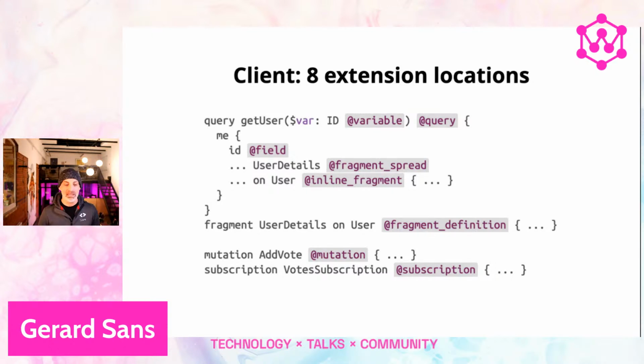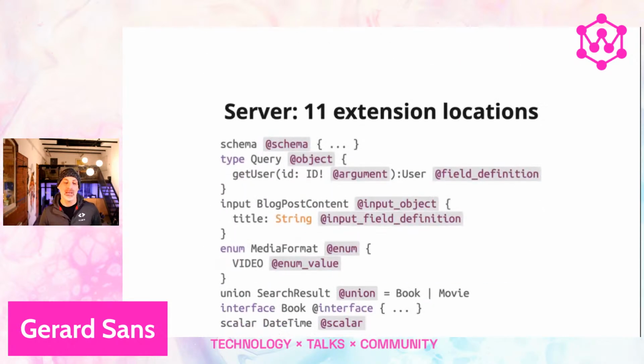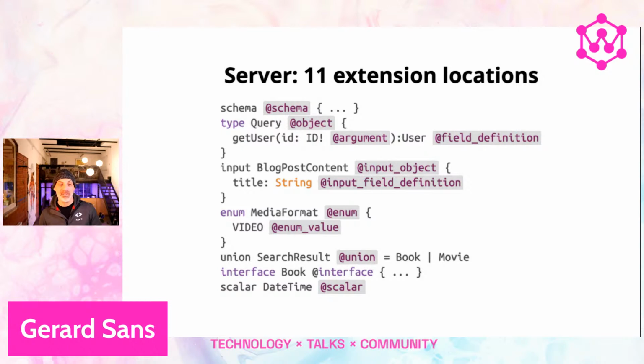Then we have fragments, inline fragments. If you are not familiar with fragments, you can define fragments that will take a few fields that you are going to use in different places in your queries. So you can refactor those into a fragment definition, and you just need to specify the type. There are also directives that can be used with mutations and subscriptions. So you can actually provide these extensions to your users. And we won't be looking at many examples on the query side, but we will be focusing more on the server. On the server side, we have 11 potential extension locations, and these are all of them.